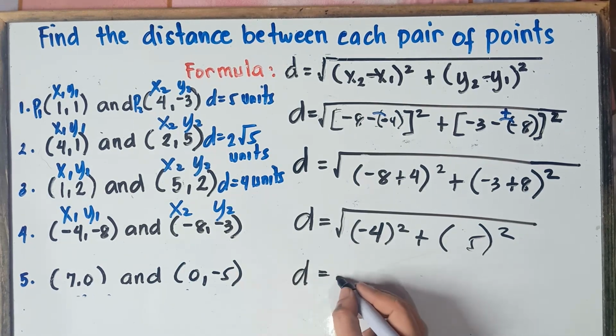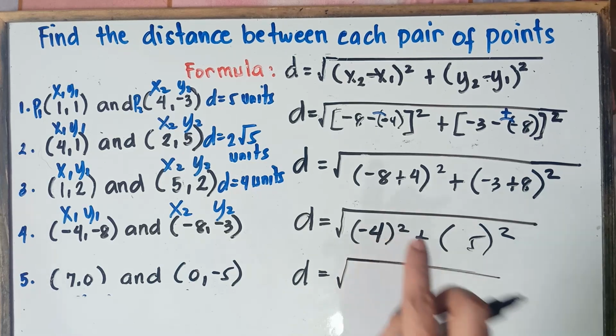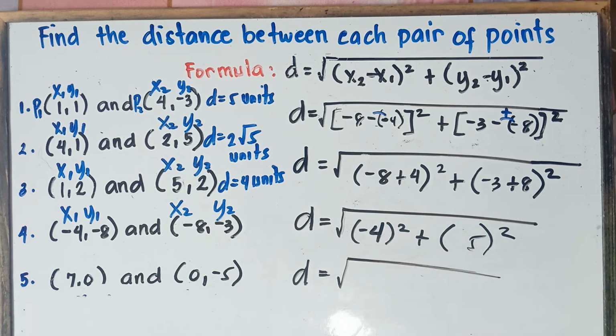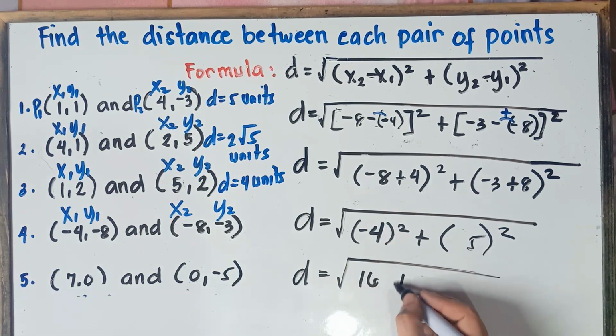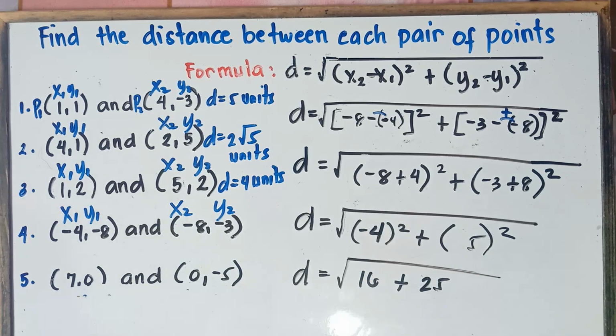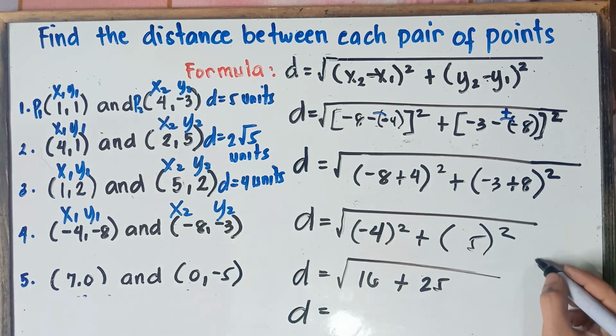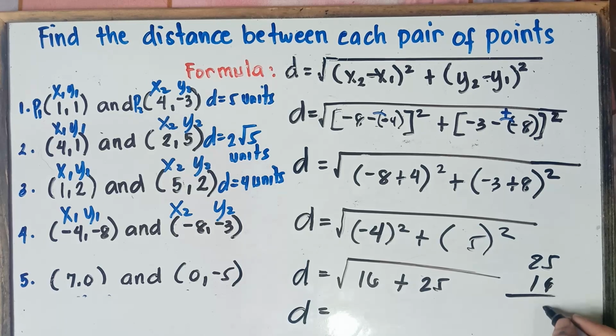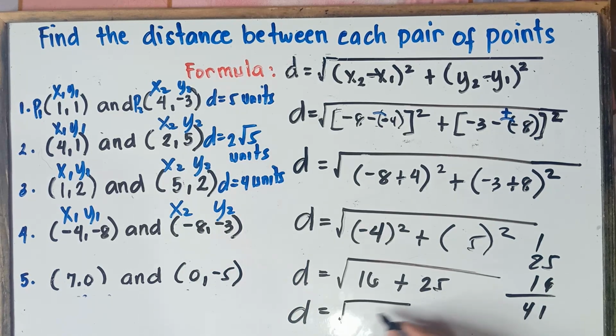So D is equal to the square root of negative 4 times negative 4. Negative 4 squared means negative 4 times negative 4, that would be positive 16, plus 5 times 5, that would be 25. And then simply add 16 plus 25, that would be equal to 41. 25 plus 16, 11, carry 1, 4, 41. So that would be the square root of 41.